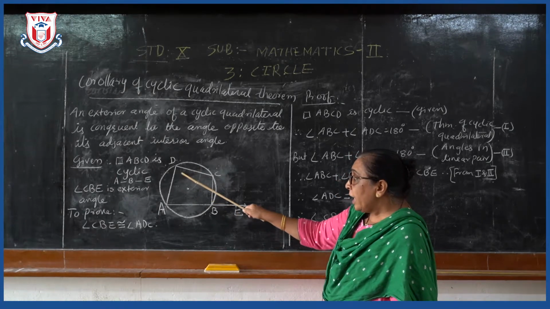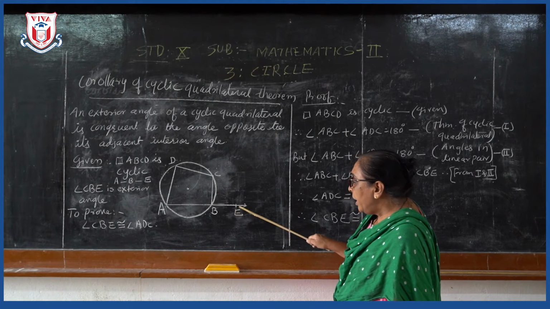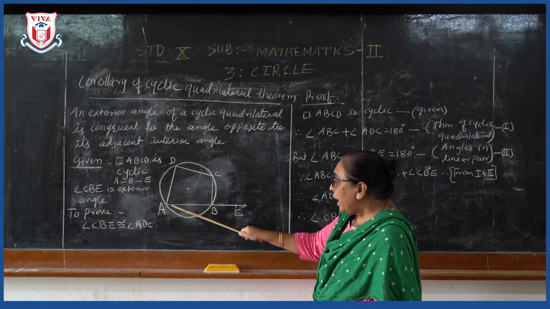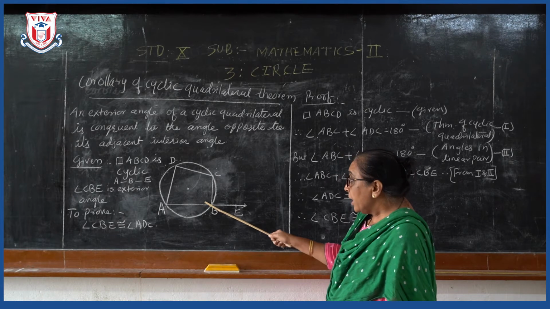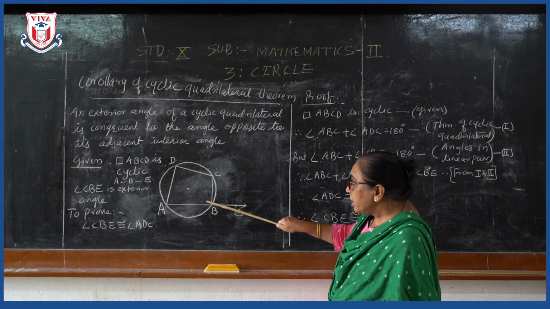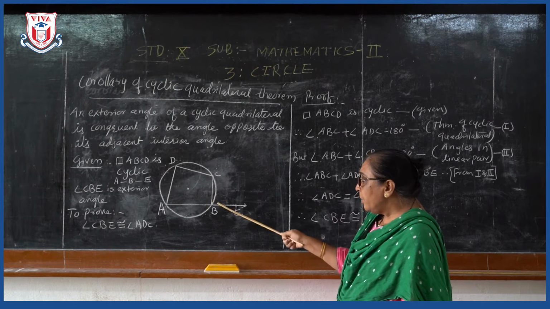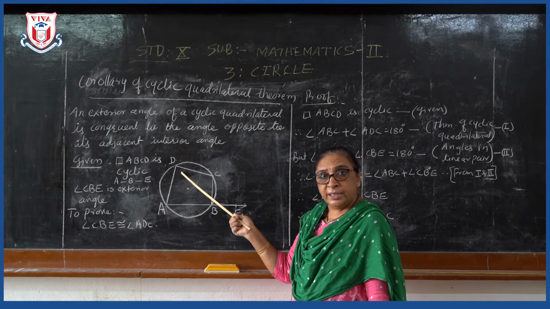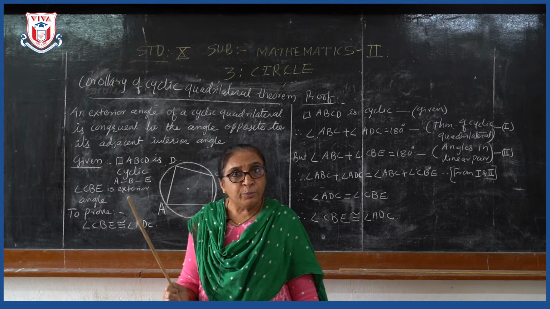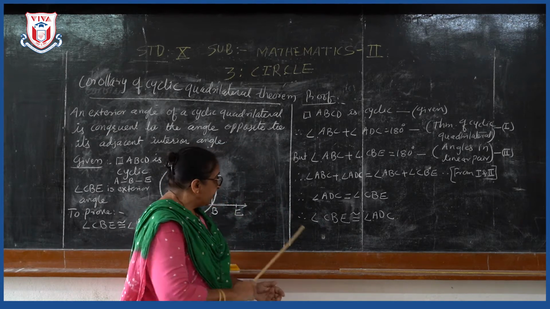adjacent interior angle. See here, angle CBE and angle CBA are adjacent angles, and the angle opposite to this adjacent angle is angle ADC. So, this angle CBE is congruent to angle ADC. This we have to prove. Now, how to prove this?